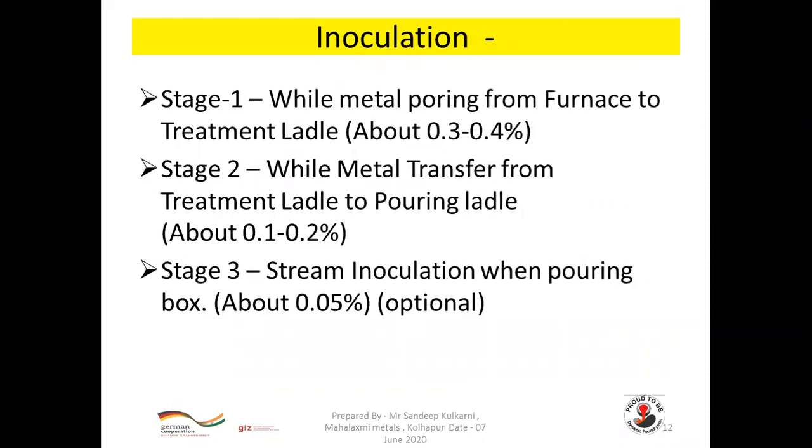First stage, while metal pouring from furnace to treatment ladle, around 0.3 to 0.4%. Stage 2, when metal is transferred from treatment ladle to pouring ladle, it will be 0.1 to 0.2%. And stage 3, stream inoculation when pouring the box, it should be around 0.05%. It is optional. You can avoid it or you can skip it.